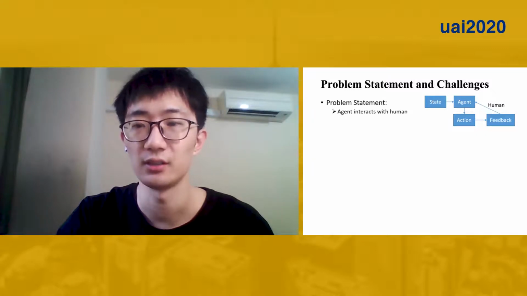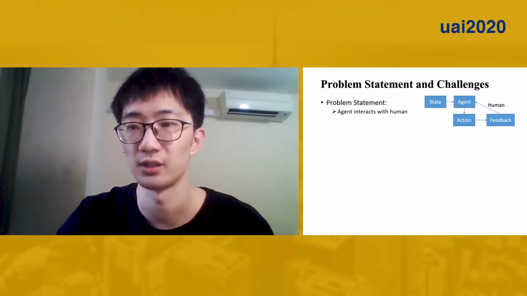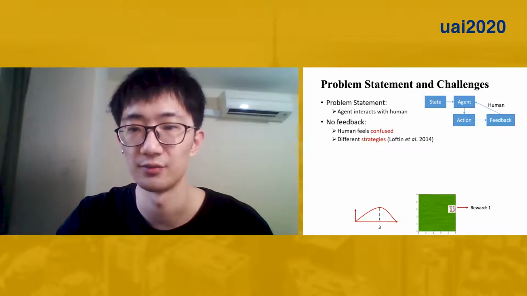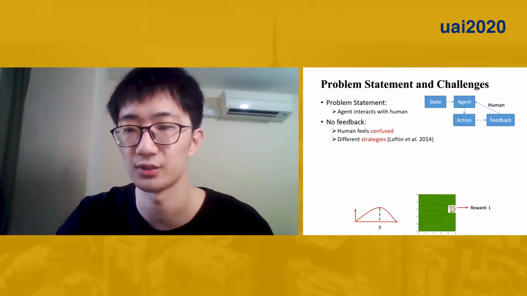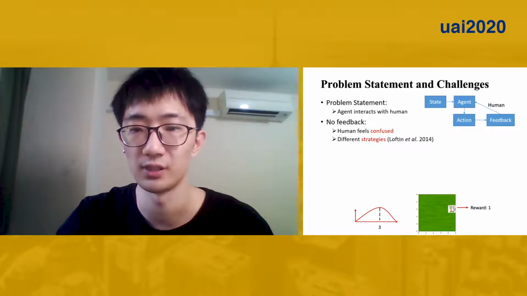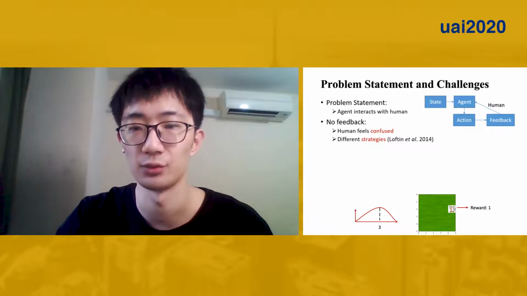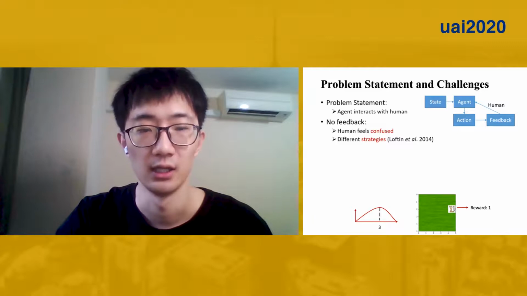In our setting, an agent chooses actions given states. Then humans will give feedback to the agent, and the agent needs to infer the best action according to human feedback. In this process, humans may not provide feedback when they feel confused or they use different strategies. Loftin et al. mentioned that if people have experience training dogs, they are prone to not punish the agent when non-optimal actions are chosen.